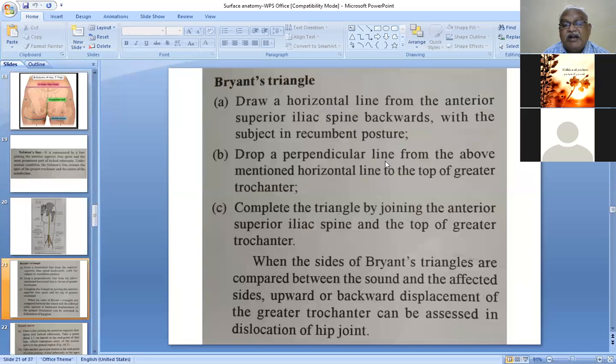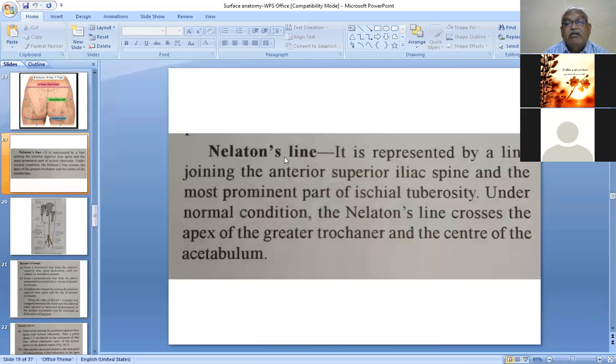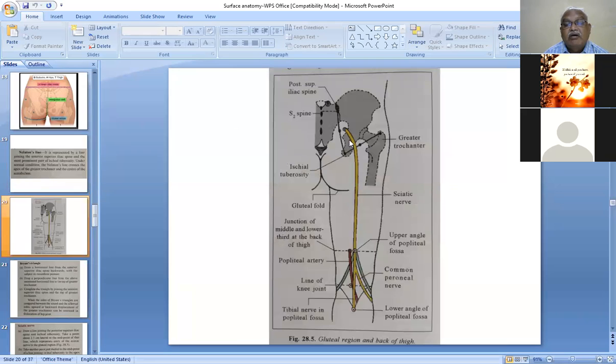Drop a perpendicular line from the above mentioned horizontal line to the top of the greater trochanter. A perpendicular line. Second point. That is the second point.